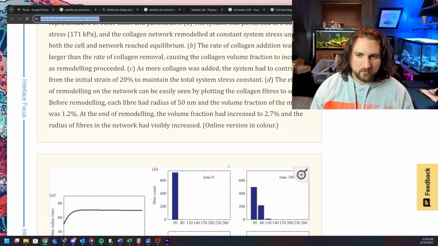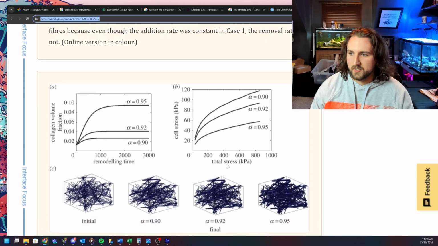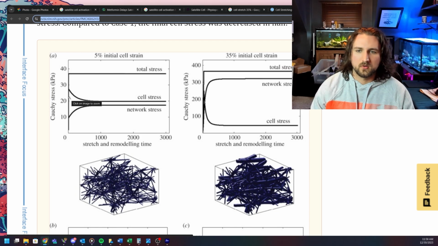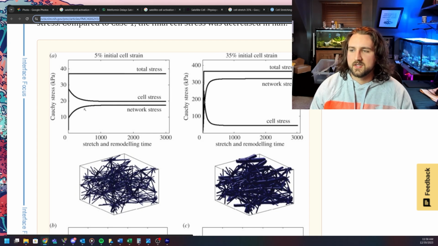But what really caught my eye is this theoretical one. These are two different models. One, 5% initial cell strain. Very easy for the tissues to overcome. So we have the cell stress slowly coming down and the network stress slowly coming up. Now look how low this is. This is 40 kilopascals. And the other side of the model, with 35% initial cell strain, we are upwards of 350 kilopascals. So 7 times more force is applied.